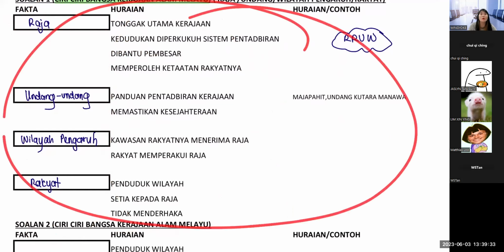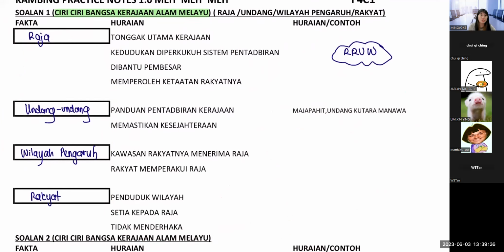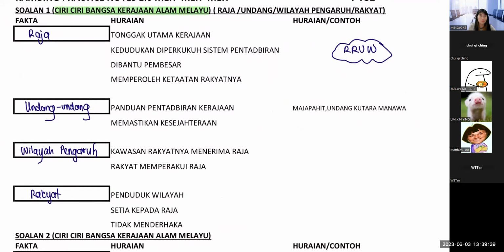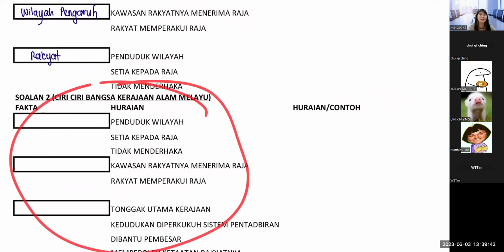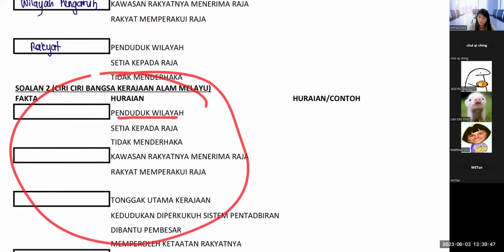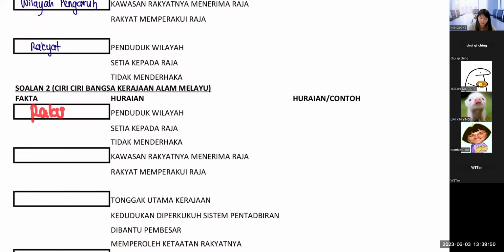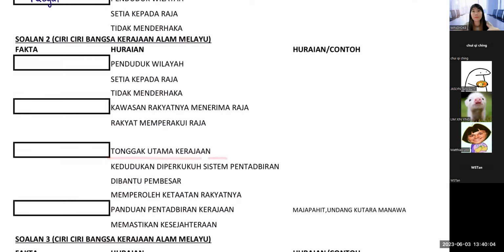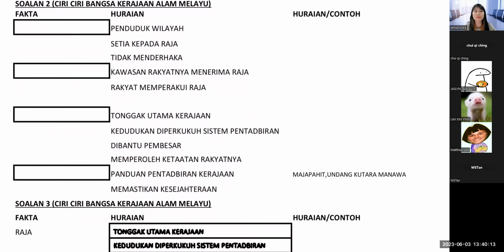Okay, so you remember here is more than enough already for your exam, for the ciri-ciri bangsa kerajaan alam Melayu. Then you practice yourself later. Practice yourself later, which is, again, you see, penduduk wilayah setia kepada raja, that one is rakyat. Okay, then after that, kawasan rakyatnya menerima raja, and then rakyat memperakui raja is wilayah pengaruh. You go through yourself again. And then tonggak utama kerajaan like that. Practice yourself to remember the key point. Understand?